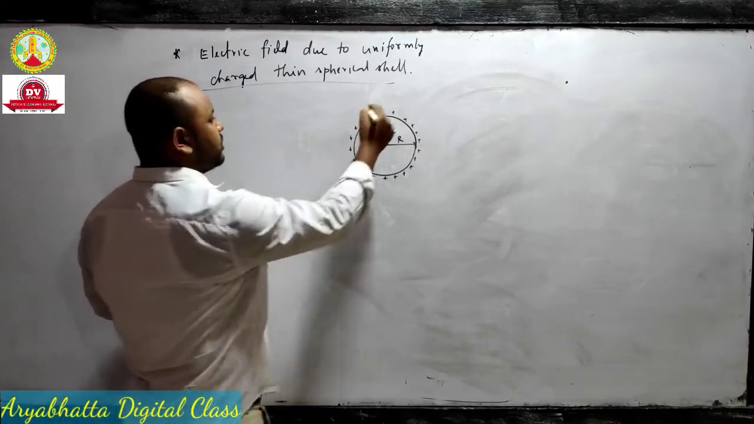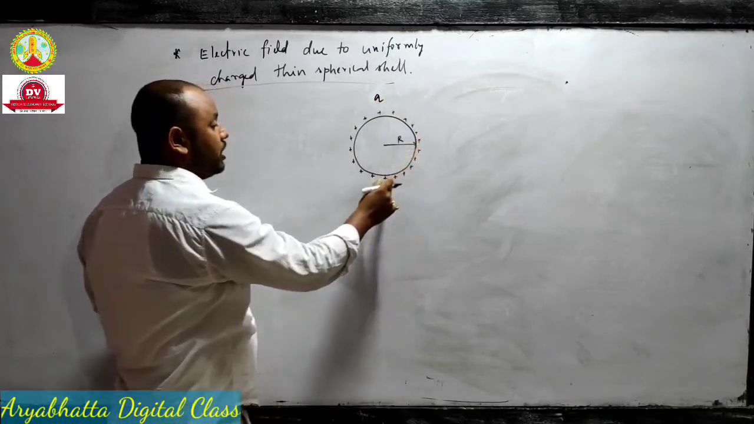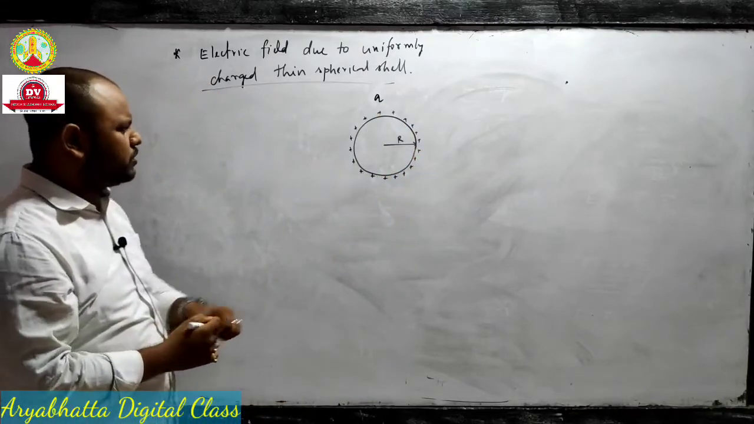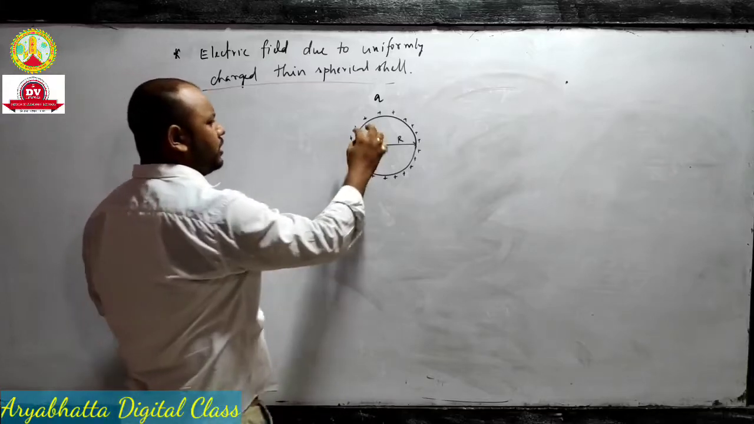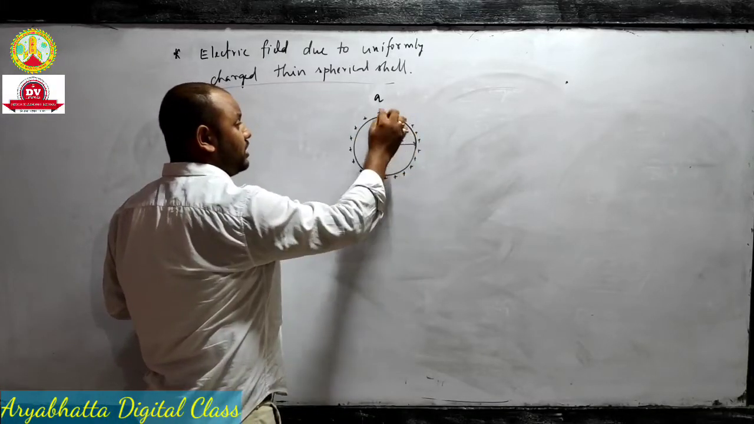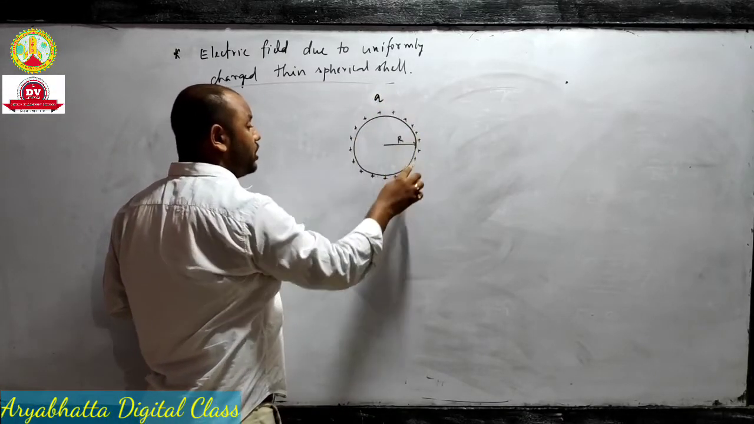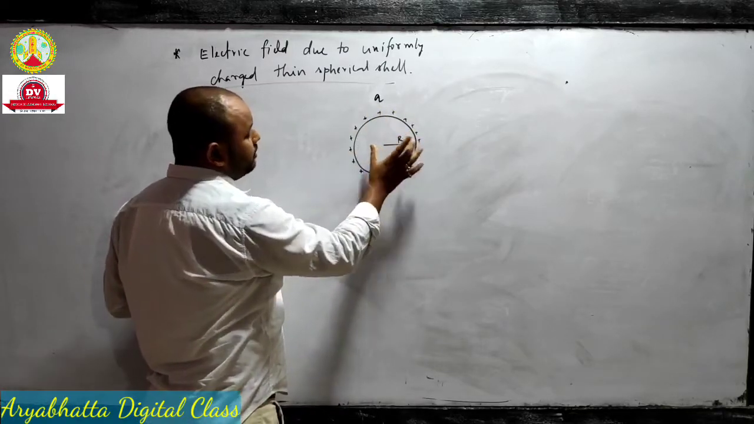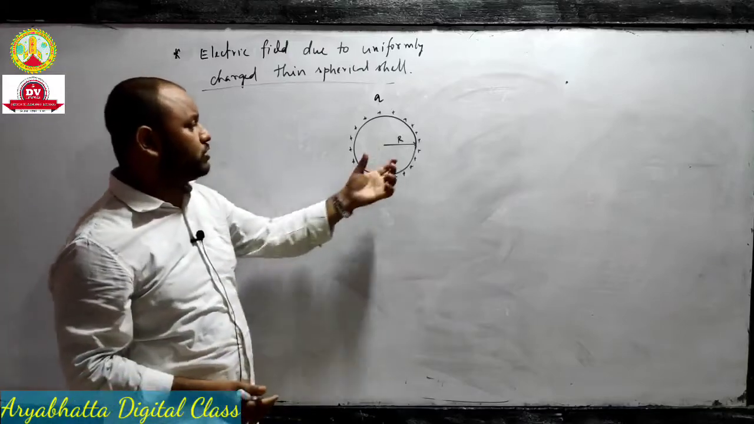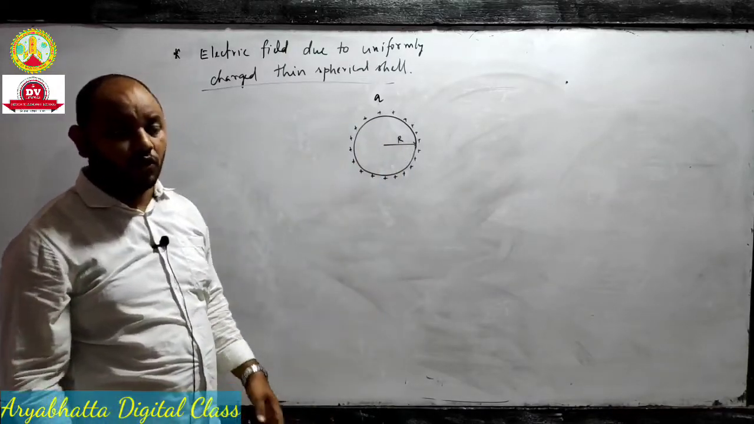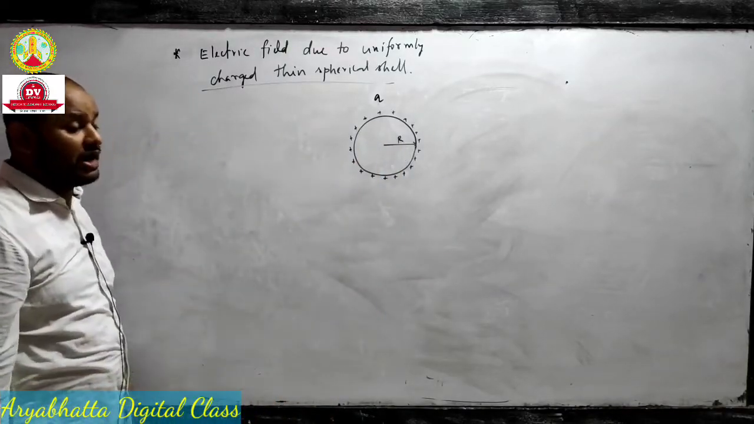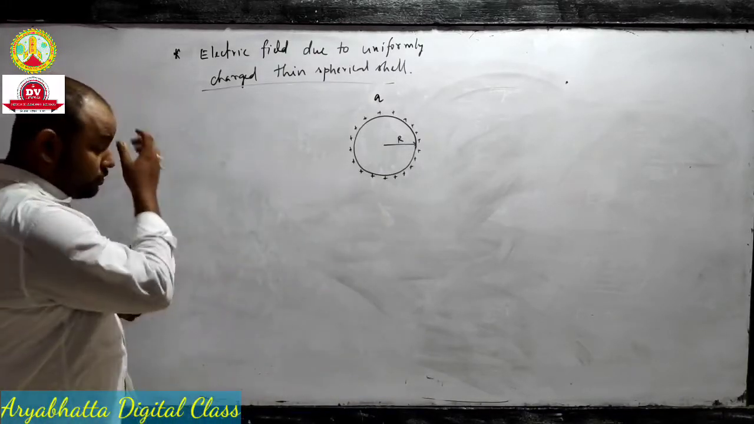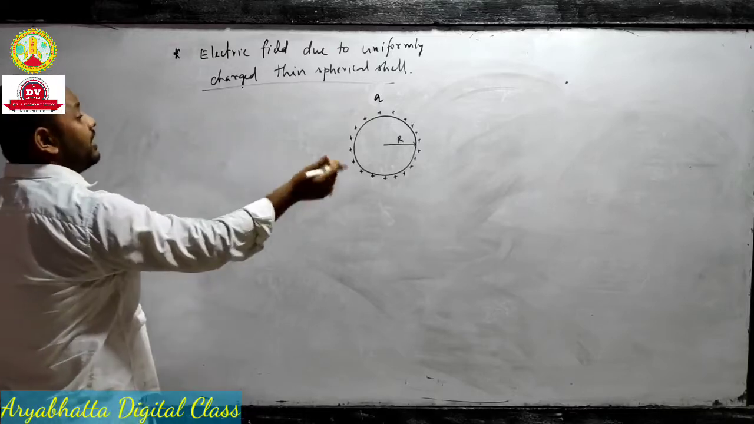Suppose Q charges are uniformly distributed over the surface of this shell. You can consider this as a ball. Over this ball, the Q charges are uniformly distributed over the surface, and the radius of the sphere is supposed to be R. We need to calculate the electric field at different points, at an outside point and an inside point. Let us first find the electric field at an outside point.